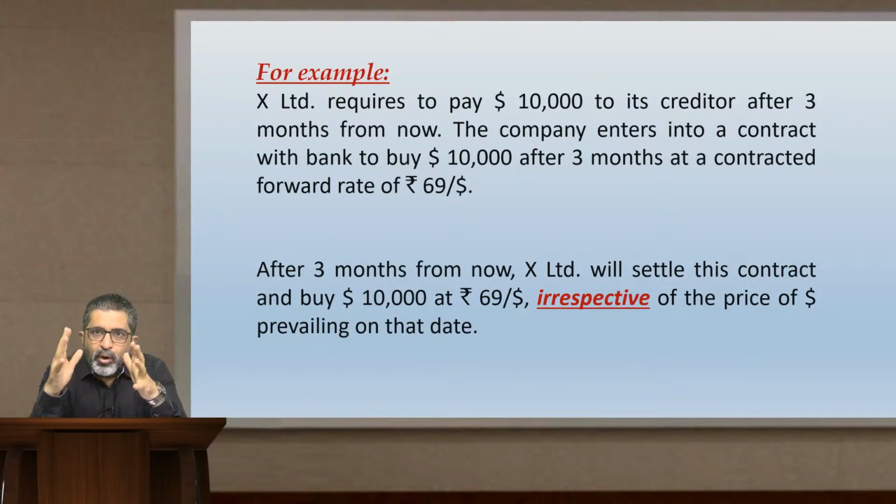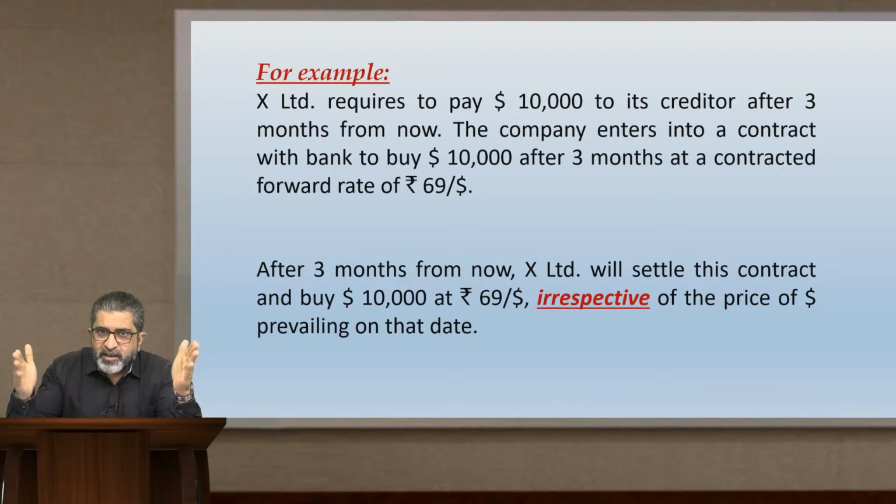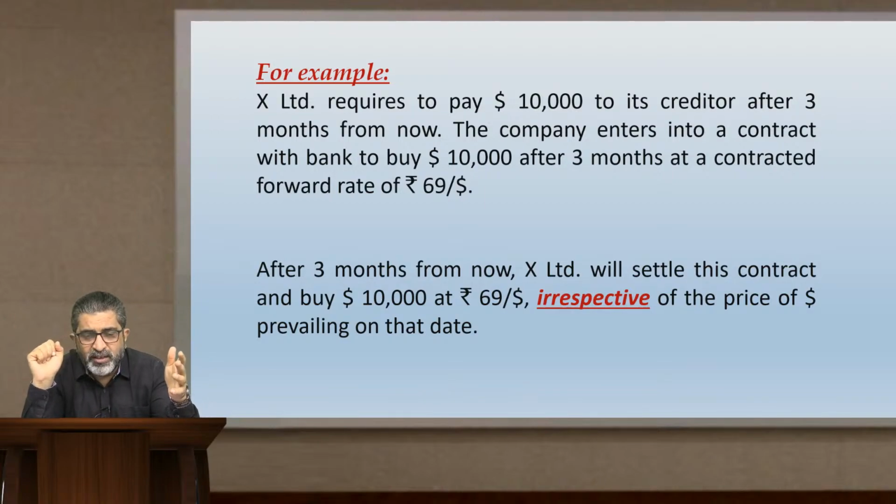See, you had to make a payment of $10,000. If you have a need to make a payment of $10,000 after 3 months from now, the price of dollar is not going to remain constant. It is going to fluctuate. So you have to pay in US dollar. Now, what if at a later date the price of dollar goes on increasing, 70, 71, 72? More money will flow out of your pocket. That is your risk, correct?